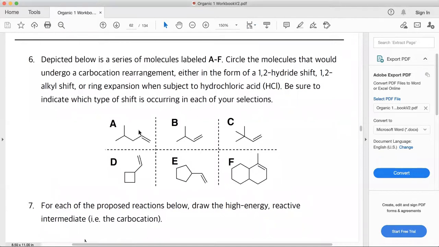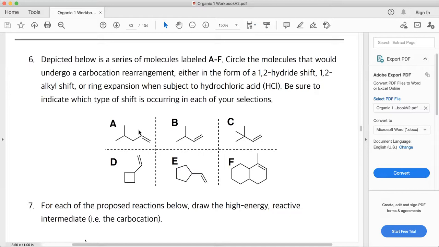So for 6, it says we have A through F, and we are going to basically see out of all of these different alkenes, which ones will do a hydride shift, which ones are going to do an alkyl shift, and which ones are going to do a ring expansion. Maybe I should talk to you guys about a ring expansion first before. Okay, ignore D and E for now. I probably just gave that away. So we're looking just at A, B, C, and F. Okay, and we're just talking right now about hydride and alkyl shifts. Okay, so let's look at A. If I were to subject A to HCl, okay, out of the primary or the secondary position, where would it go?